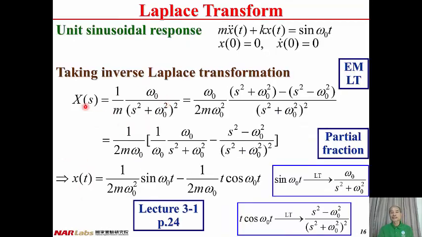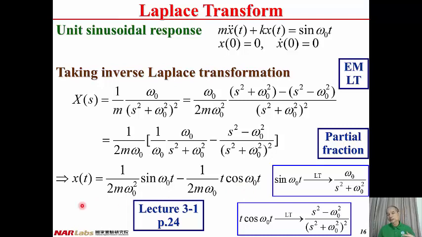Here is the Laplace transform of X(s). This fraction is decomposed into two fractions by partial fractions. One fraction is omega 0 divided by s squared plus omega 0 squared, and the other is s squared minus omega 0 squared divided by s squared plus omega 0 squared, squared again. From the formula for the Laplace transform of sine omega 0 t, we know that the first is the Laplace transform of sine omega 0 t. From the Laplace transform of t cosine omega 0 t, we know that the inverse Laplace transform of the second fraction is t cosine omega 0 t.